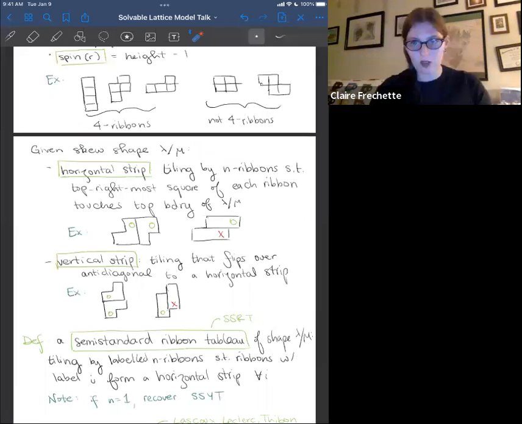So as in many types of tableau, we've got a notion of semi-standard here as well, which is that if you label your n ribbons according to some alphabet, the labels have to form a horizontal strip. A note for the motivation behind this: if we set n equal to 1, so our ribbons are just single blocks, this is precisely the condition you need to recover semi-standard Young tableau.